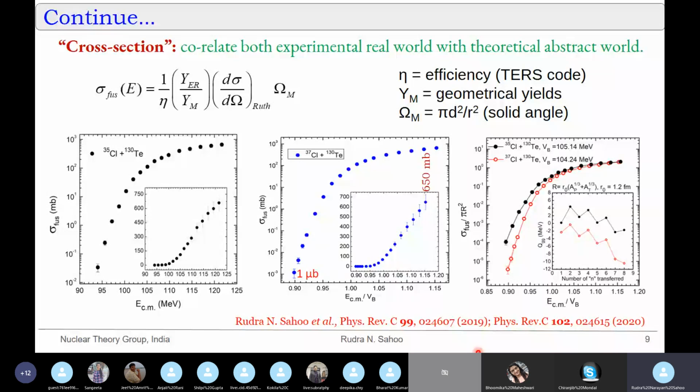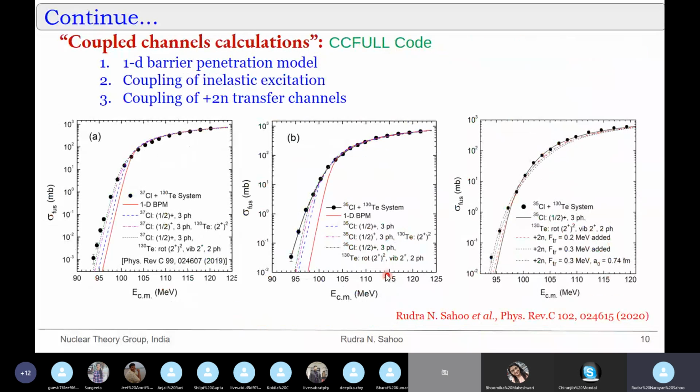And that's why we also did a theoretical calculation using the coupled channel calculation. This coupled channel calculation can calculate the cross section using the one-dimensional barrier penetration model. We can implement the inelastic excitations inside the code, and we can also couple the two neutron transfer channel in cases where it is needed. In the 37 chlorine case, as we know, we don't have any neutron transfer channel having positive Q value. That's why we first tried to match our experimental data with the theoretical prediction, and it is well matched when we add the rotational and vibrational states of both the projectile and target.